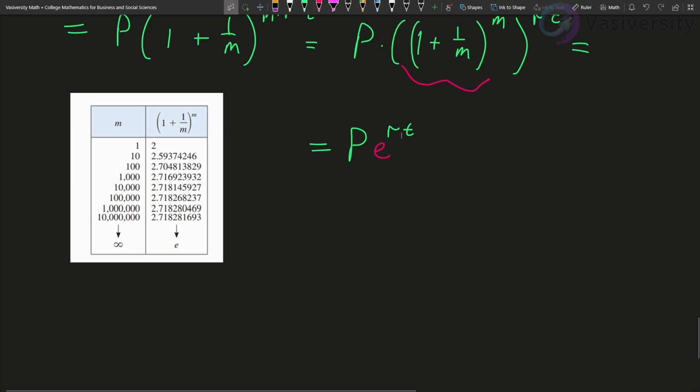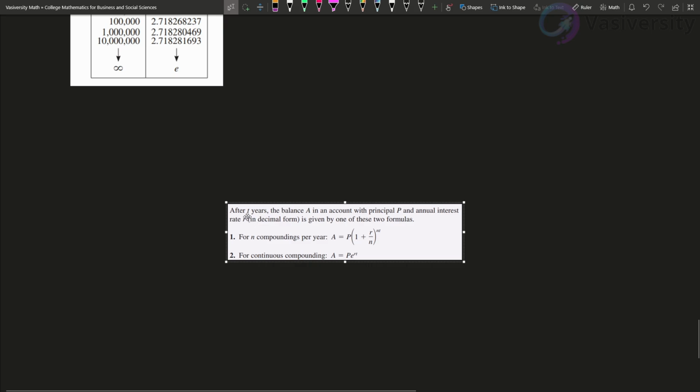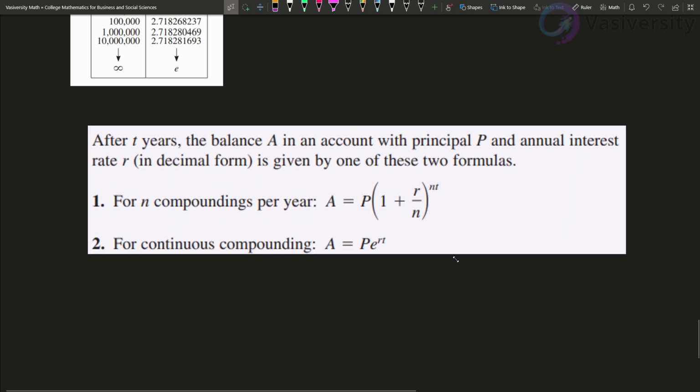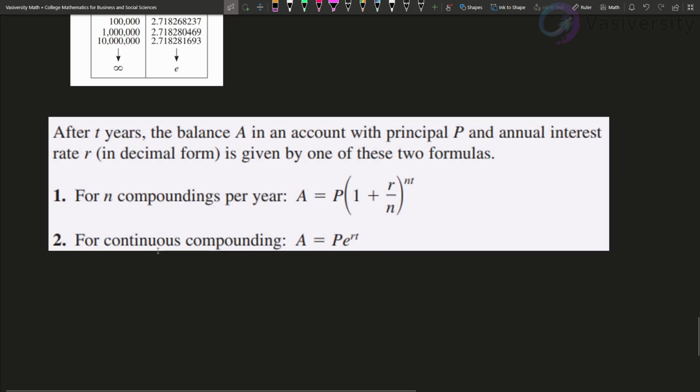Okay, so the useful formulas to remember for compound interest. We can use either compounding interest, which is more realistic, or continuous compounding, which is the perfect case. This is impossible to achieve in real life. This is a mathematical perfect case.